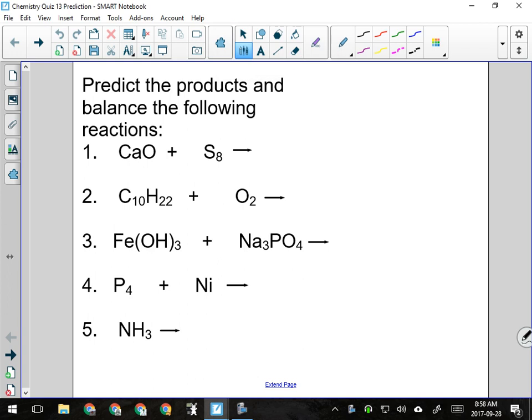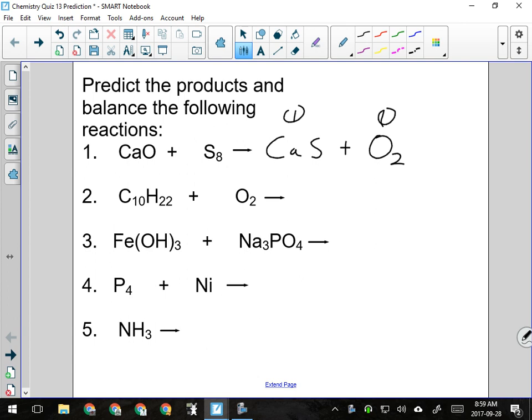All right, so for question number 1 here, we got calcium oxide reacting with sulfur. So this is a single replacement reaction. Sulfur is going to replace the oxygen because those are the two nonmetals. So we're going to end up with CaS plus O2. 1 mark for each one of those.